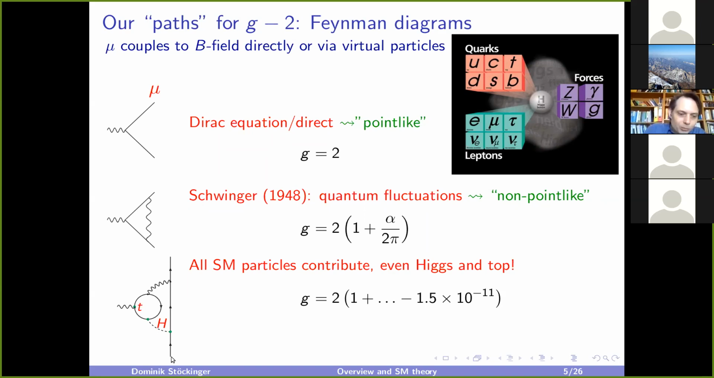So the muon would come along from the bottom, then emit a Higgs boson, which is extremely unlikely, of course, because the Higgs is so heavy. Then the Higgs dissociates into a top anti-top pair, and the top quark then interacts with a magnetic field. So this is an extremely exotic Feynman diagram, and many of you know this. This is a bar Z type Feynman diagram, and it contributes minus 1.5 times 10 to the minus 11. So it's an incredibly small modification, but it's non-zero, and this just illustrates that everything contributes.